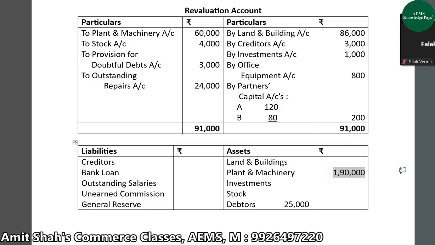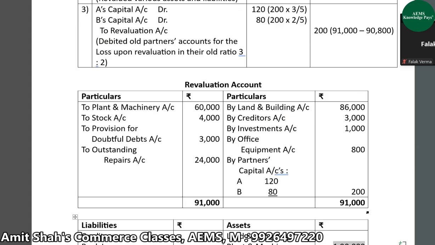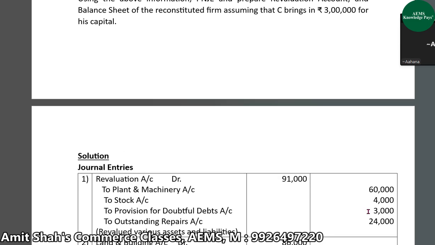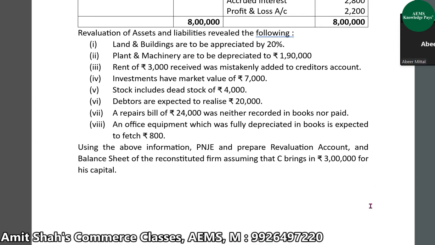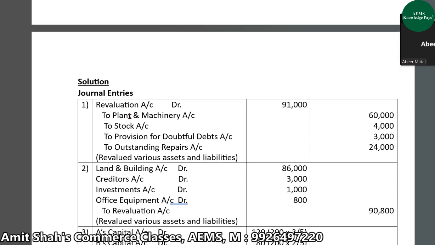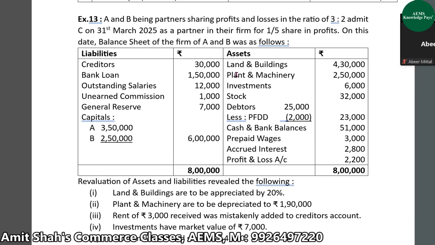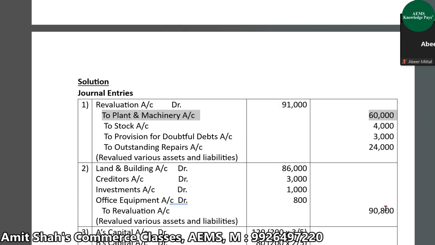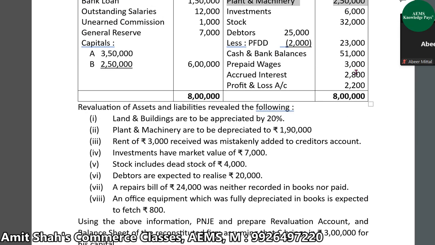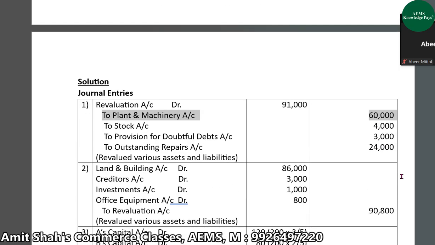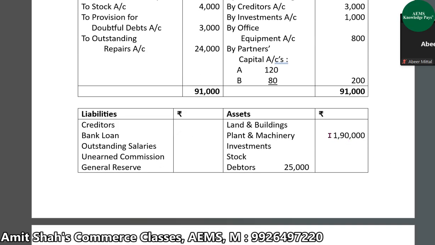Have you all understood this, guys, or not? Yes, sir. Sir, can you explain once again? See, here we have decreased the value of plant and machinery by 60,000. Before this entry, plant and machinery had book value of 2,50,000, that is, had debit balance of 2,50,000. But after this, we credited plant and machinery by 60,000. It means its value has decreased by 60,000. So now its book balance is 250 minus 60, that is 1,90,000 debit balance. And that is what we will present in our balance sheet.